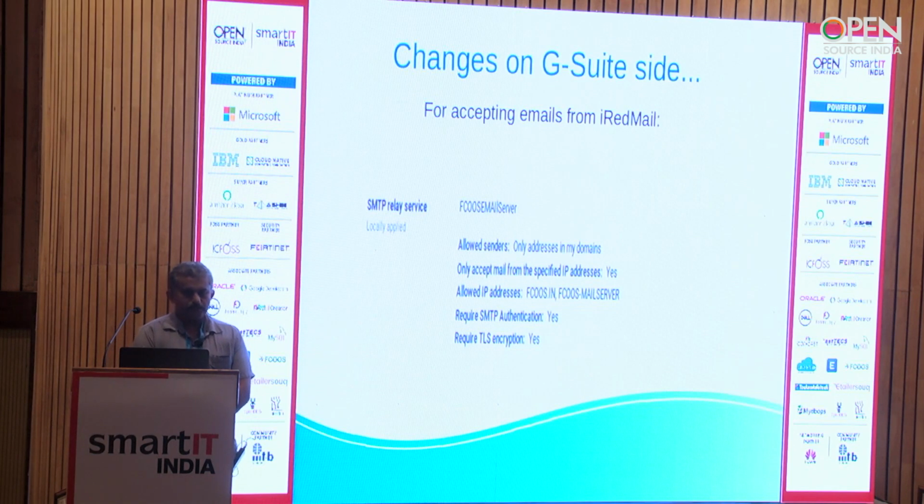Only accept mail from the specified IP address. This is your email server, the Linux mail server IP address. Allow the IP address. What are the domains you need to allow? That you need to select, require. The last two options are whether to use authentication to relay the mails or not, and whether to use encryption or not. These are both mandatory. I have tried it without authentication or encryption, and Google won't accept your mails.